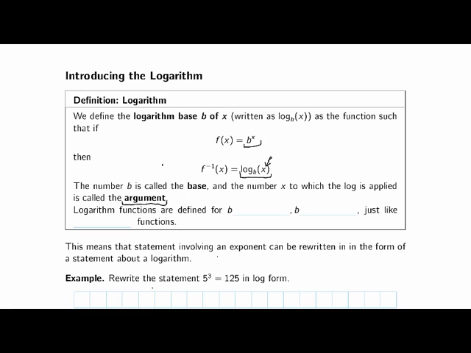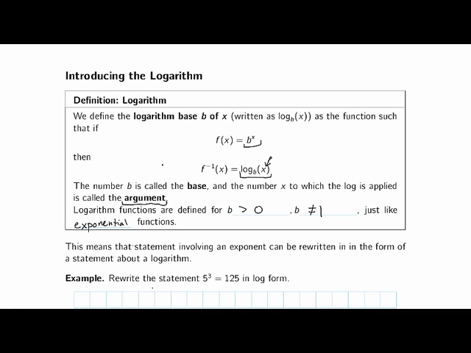Just like exponential functions were, logarithm functions are defined for bases that are positive and not 1. And that's why, right? A log function needs an exponential function to be the inverse of. So if we take the inverse of an exponential function, it has a base that would be a legal base for an exponential function.